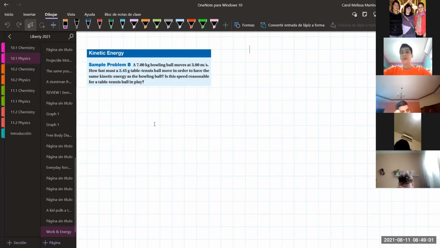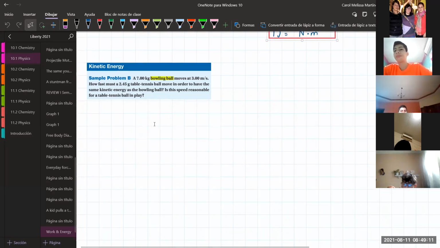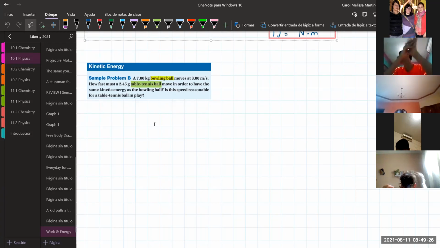So this exercise is a little bit different, okay? Take a look. We're talking about two objects. We're talking about a bowling ball and we're talking about a table tennis ball. So we have two different kind of objects. Because of that, we're going to separate the givens. We're going to write givens for the bowling ball and givens for the table tennis ball.